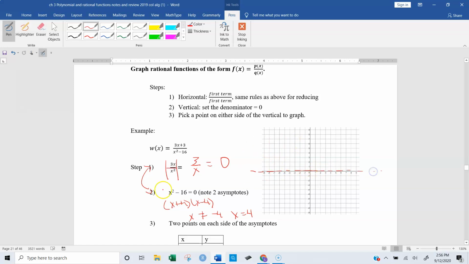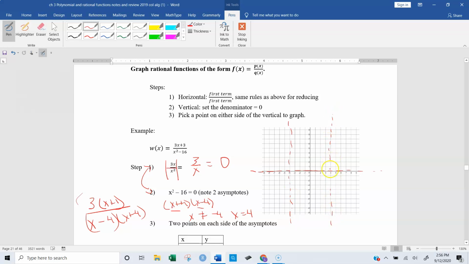Okay, now we got to check to see if things factor. So let's factor out the top. Take out a 3. We have x plus 1 over x squared x minus 4 and x plus 4. All right, nothing cancels. Since nothing cancels, both the 4 and the -4 are vertical asymptotes. So we're going to put one in at -4 and one in at 4.